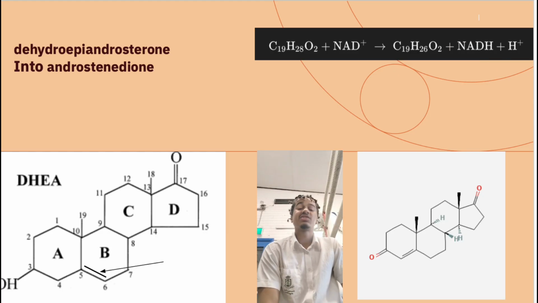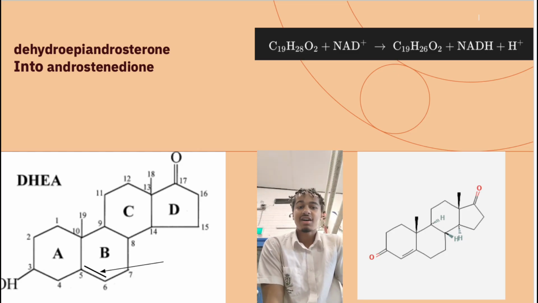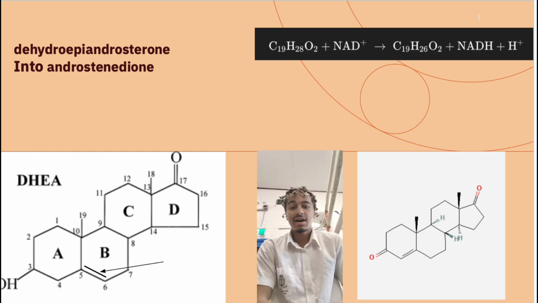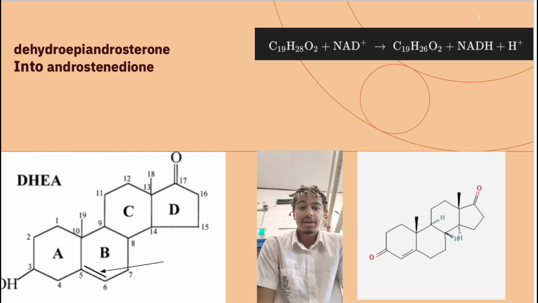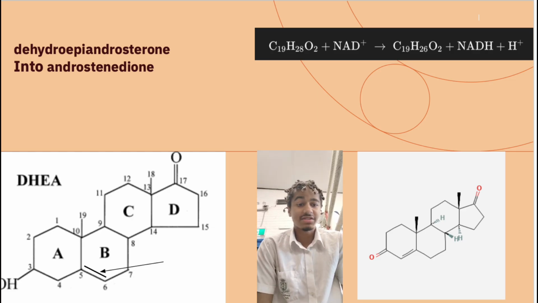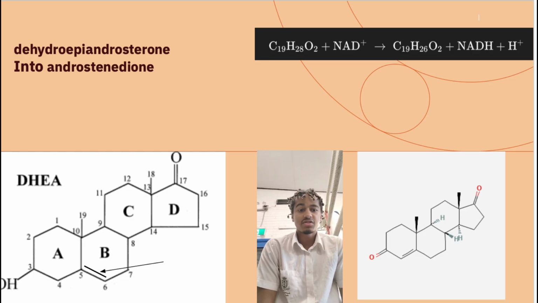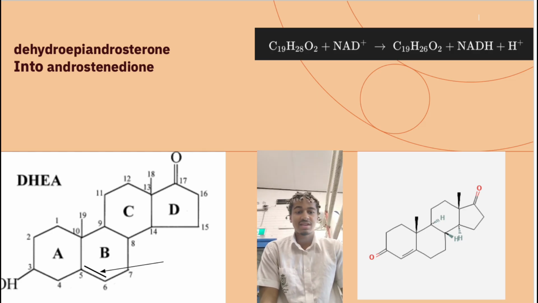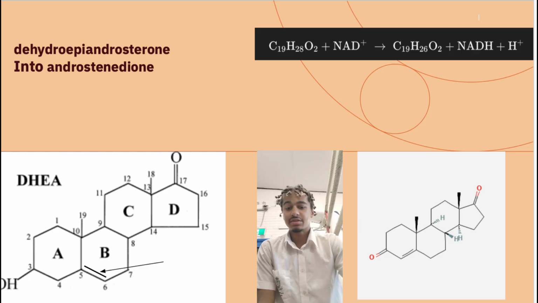DHEA is subjected to 3-beta-HSD, where the OH at carbon 3 is oxidized from a hydroxyl to a ketone via hydrogenation. And then the C5-C6 double bond migrates to C4-C5 to stabilize, and this is called isomerization. This step is crucial because it converts the weak androgen into a much more biologically active state. This new compound is called androstenedione.